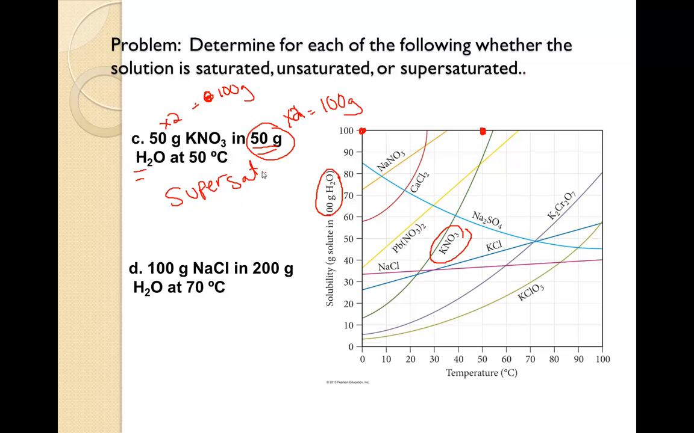Finally, 100 grams of NaCl, we're looking at NaCl this time, for every 200 grams of water. Once again, this is 100 grams of water. I need to be able to compare it, so I'm going to divide both sides by 2. That equals 50 grams of NaCl. That equals 100 grams of water, which means I can now use this chart. So 50 grams of NaCl at 70 degrees. That puts me right here, which creates a supersaturated solution. Alright, and that is how you use the solubility chart.